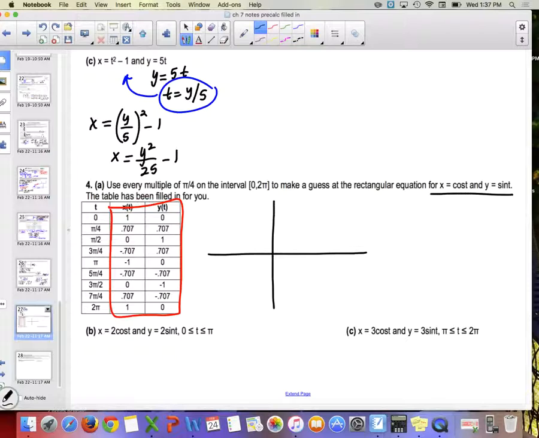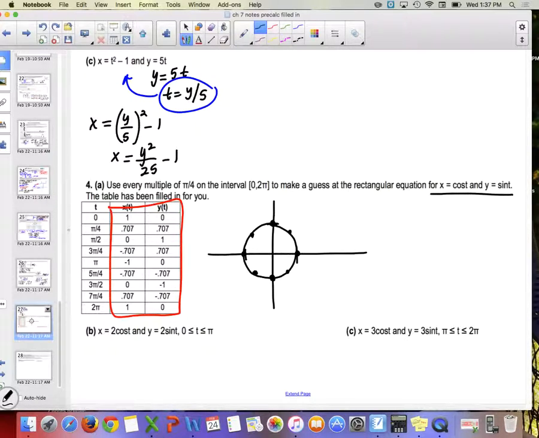Okay, so if I have 1, 0, we know it's here. If I have 0.707, 0.707, it's really root 2 over 2, root 2 over 2. 0, 1, what do you think is going to happen? Negative and positive 0.707. Negative 1, 0. What am I graphing? It's my favorite. Yeah, it's the unit circle. You guys see it? So what we would end up getting is the unit circle.